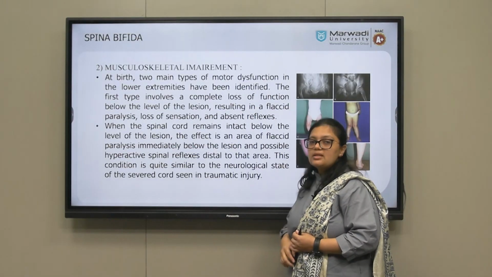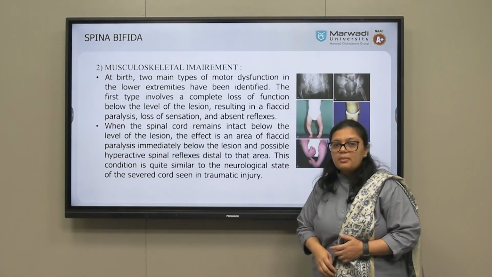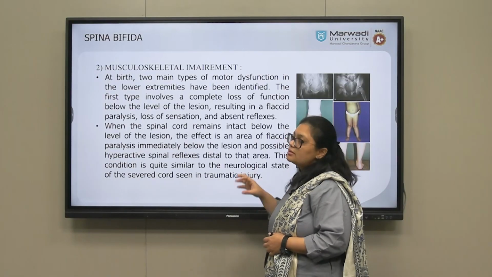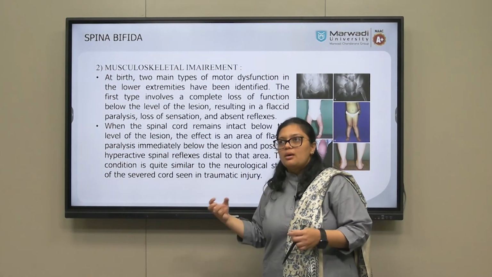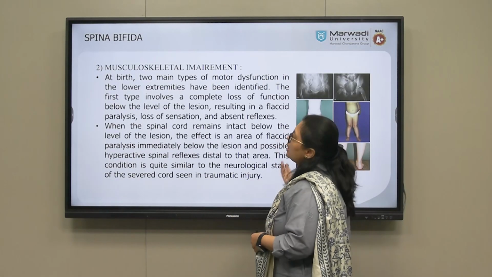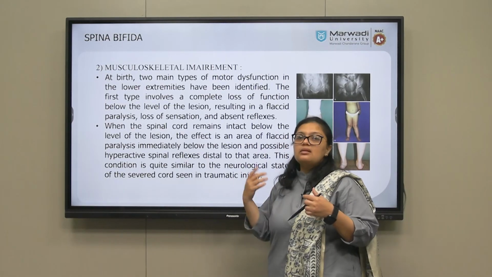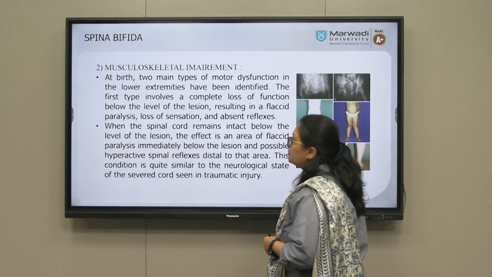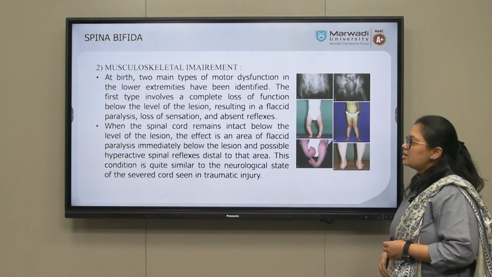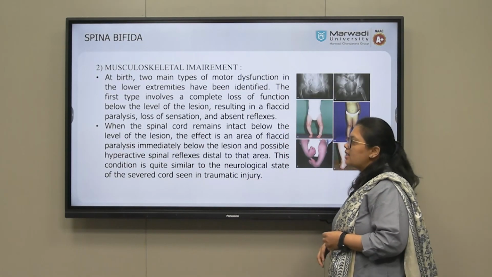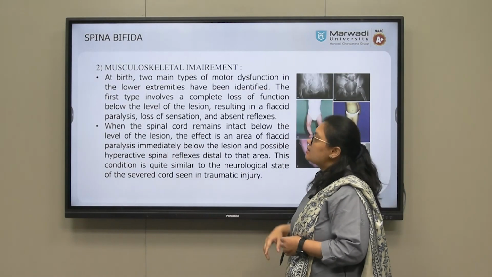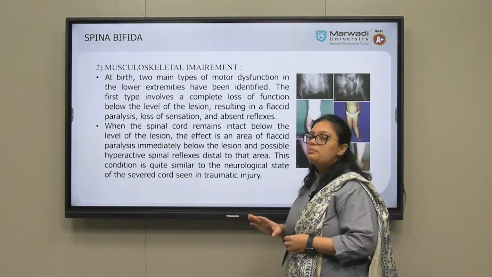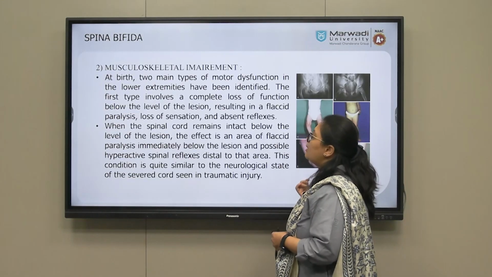Then musculoskeletal impairments. What do we understand by the term musculoskeletal? In musculoskeletal, we understand in terms of muscles, or we can say in terms of the bony changes that can happen in our body, right? So at birth, two main types of motor dysfunction in the lower extremities have been identified. The first one involves the complete loss of function below the level of the lesion, resulting in flaccid paralysis, loss of sensation and reflexes.